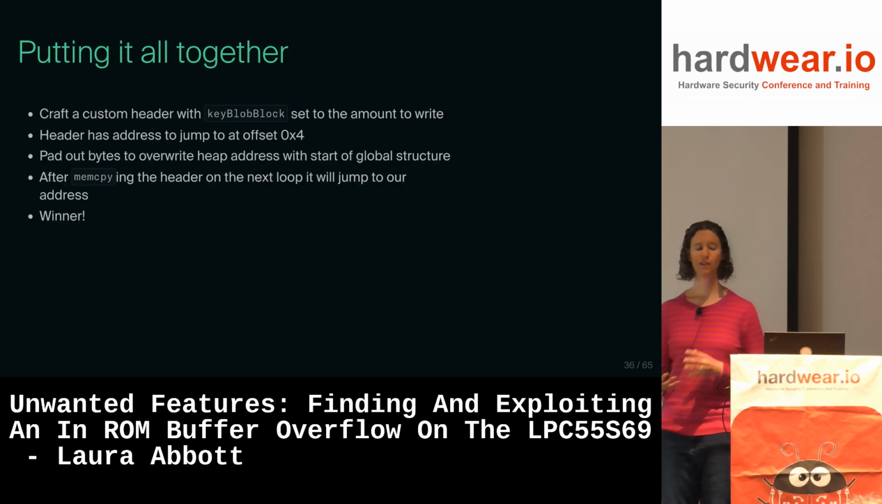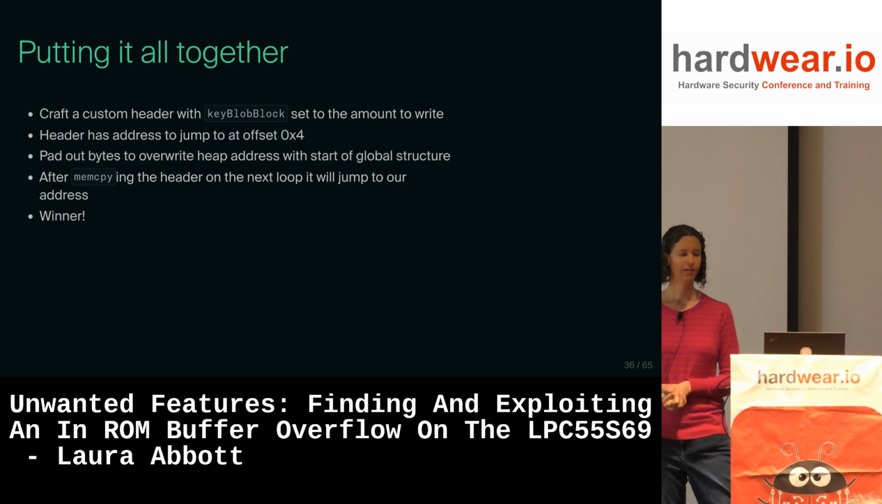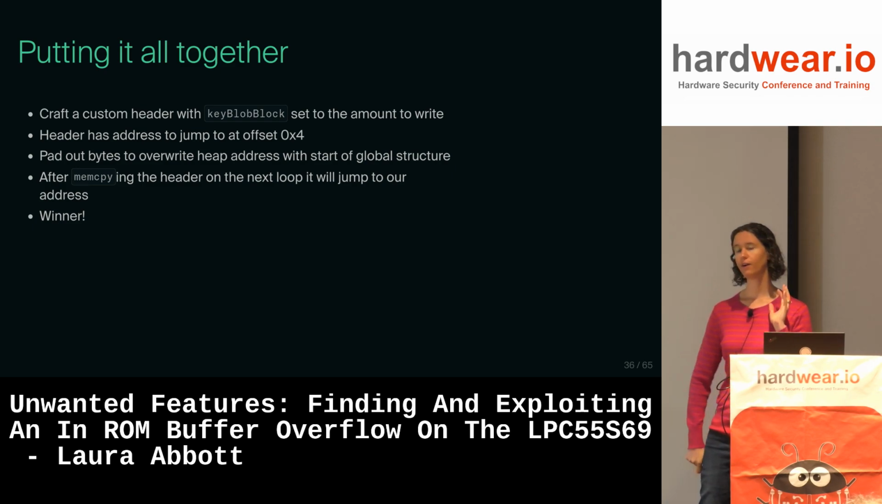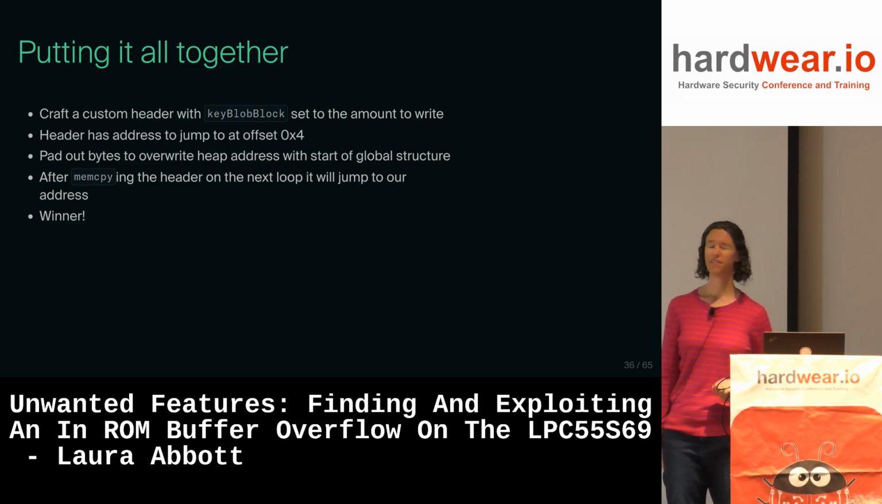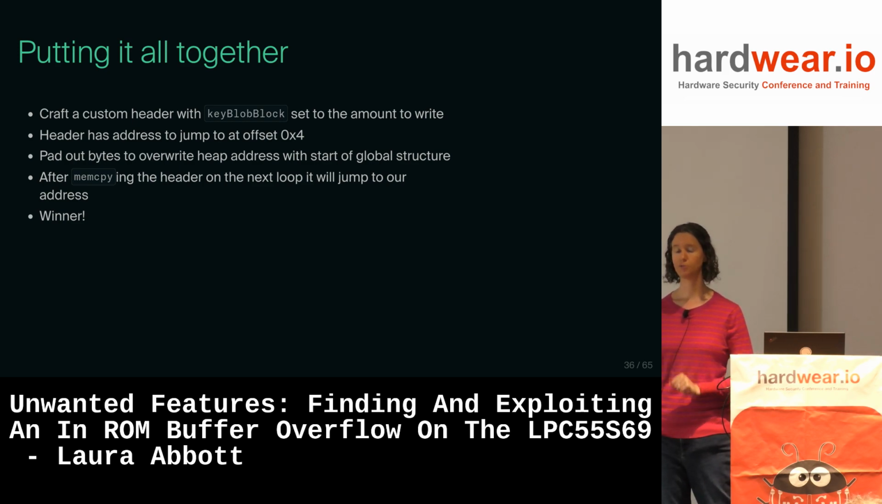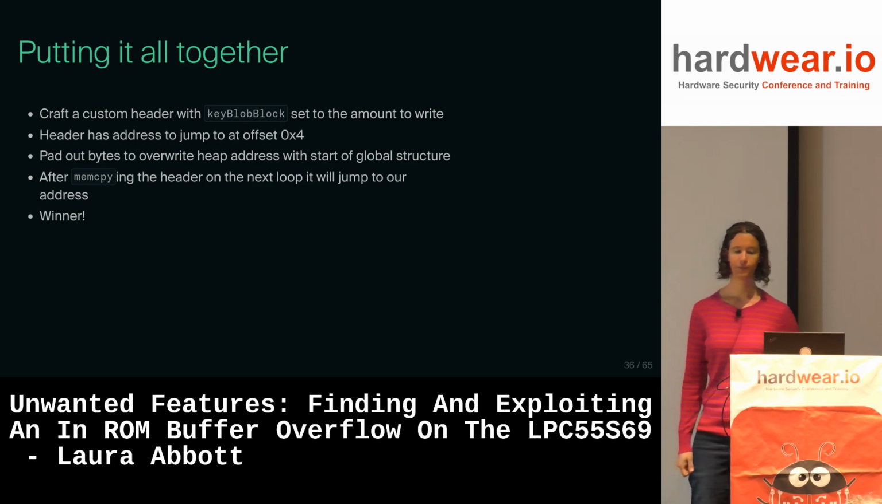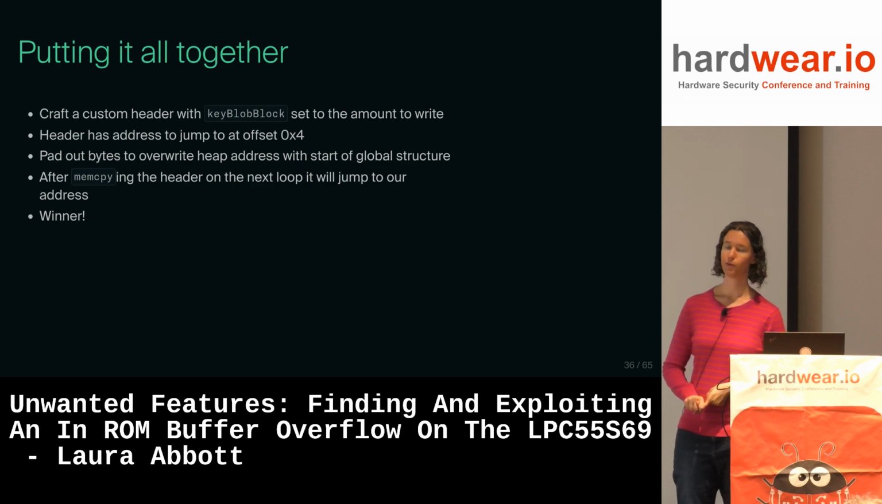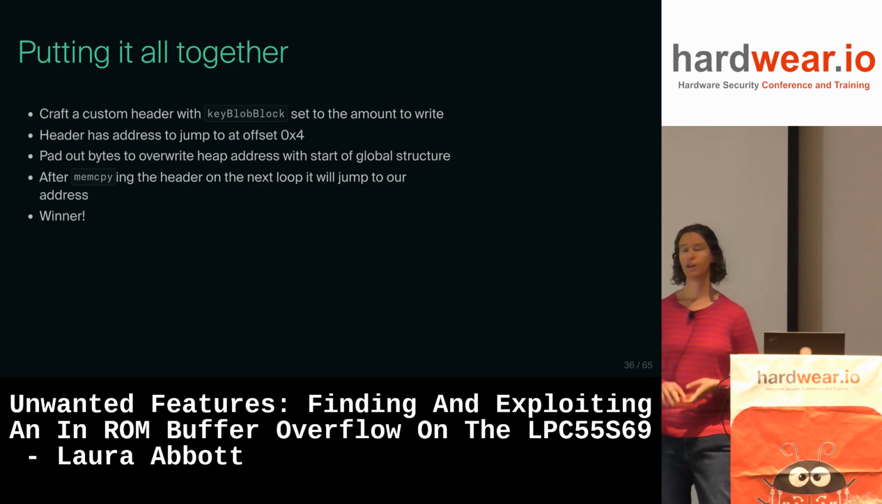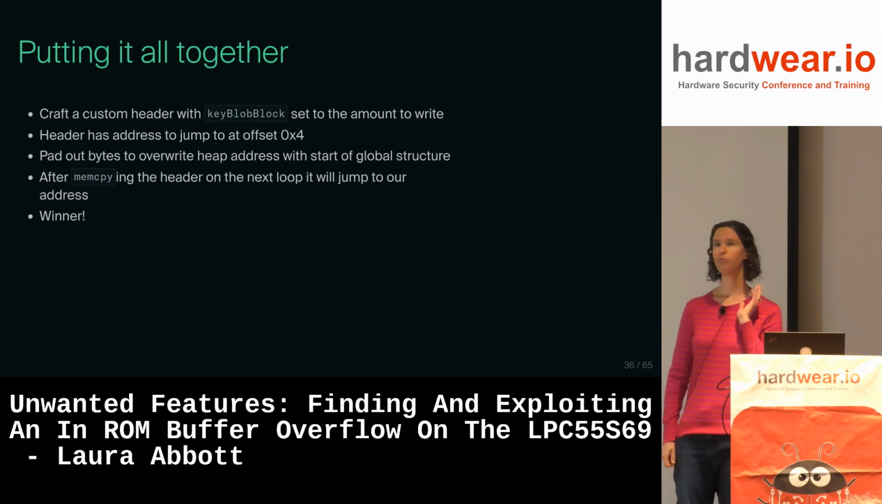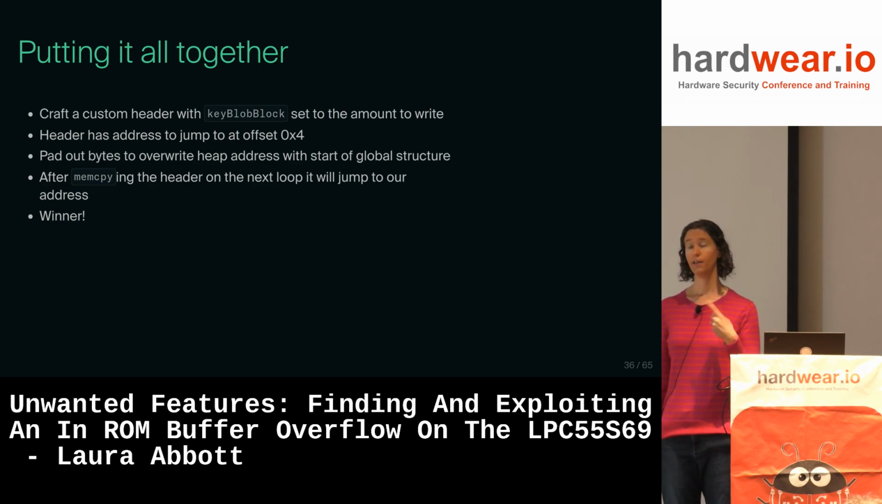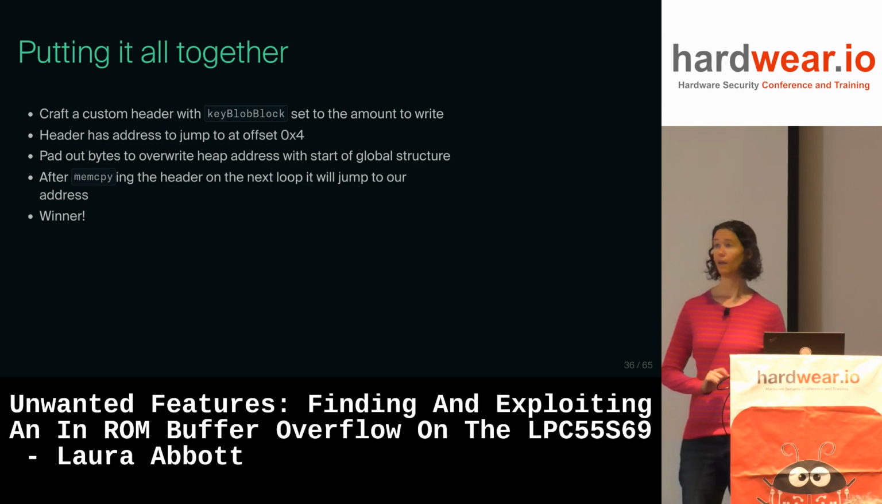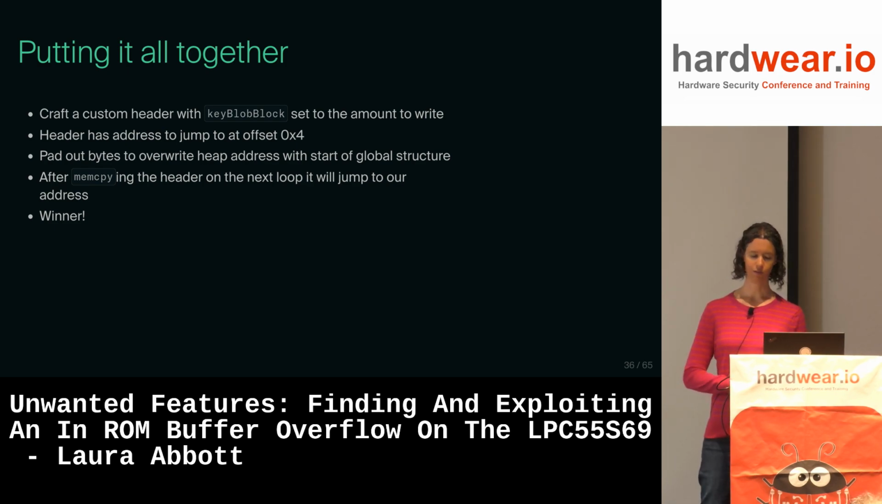Okay. So putting all these pieces together, here's how we're going to get code execution. We're going to craft a custom header with this key blob block calculated to how much we want to copy outside of our bounds. At offset 4 in this header, we're going to put the address we want to jump to. We're going to pad out our header to what we want to write to the start of the global structure. After we finish writing our structure, it's going to do the memcopy, which is then going to trigger the next time in the loop, it's going to execute the function.